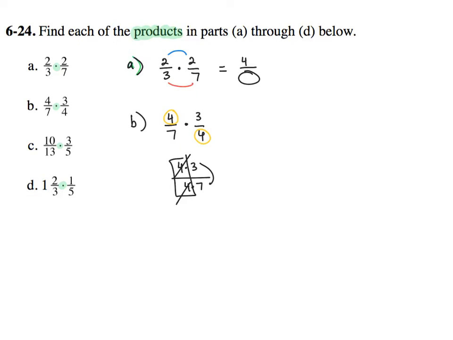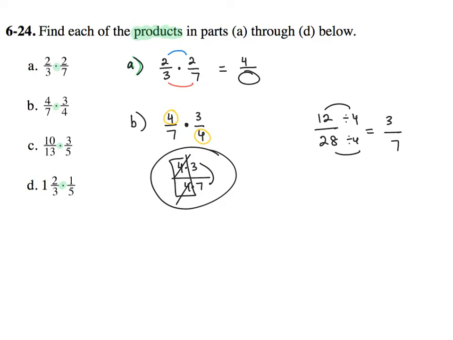Instead of multiplying to go to 12 and then 28 and then dividing by 4 again, this will be a preferred method so that you could actually reduce. But make sure you only do that using multiplication when you have multiplication. Here it will give you the 3 and here it will give you the 7. So in this problem, I would prefer, like I said, to do that, and then I would get 3/7. So C and D, try on your own.